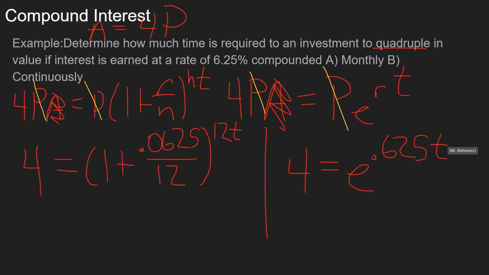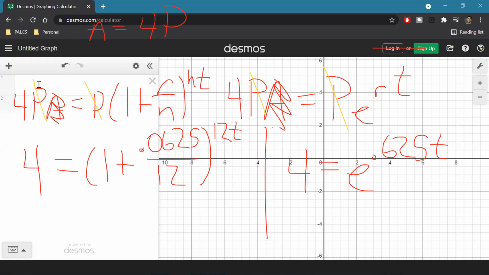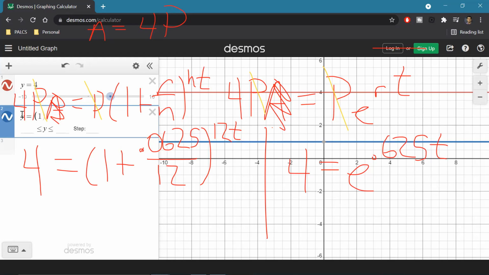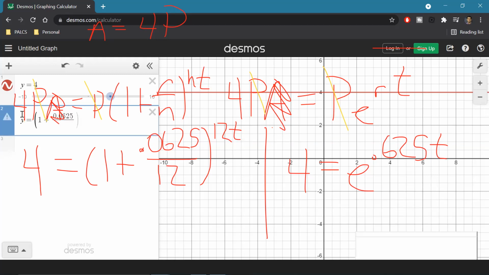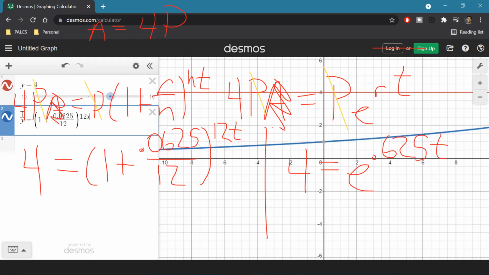Okay, so now I'm going to use Desmos to solve this pretty quickly. So this was an old problem I had in here. What I'm first going to do is graph the equation y equals 4, because that's what I want either of these equations to be set equal to. Then this one I'm going to have as y equals 1 plus 0.0625 divided by 12 to the 12x power. I'm going to use x as the variable.